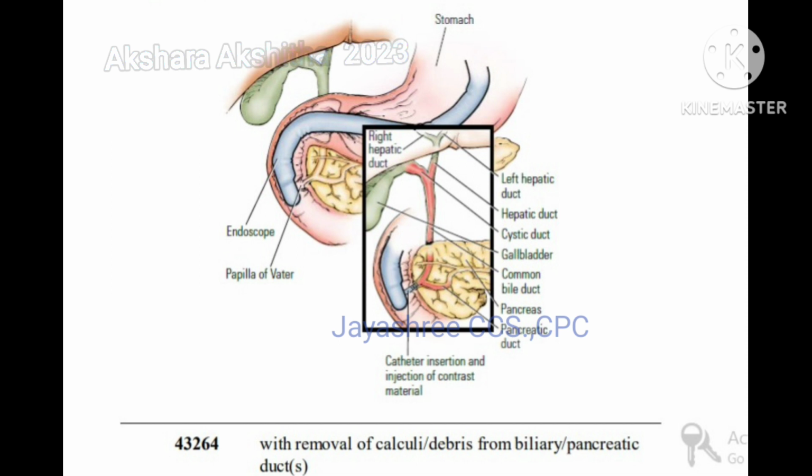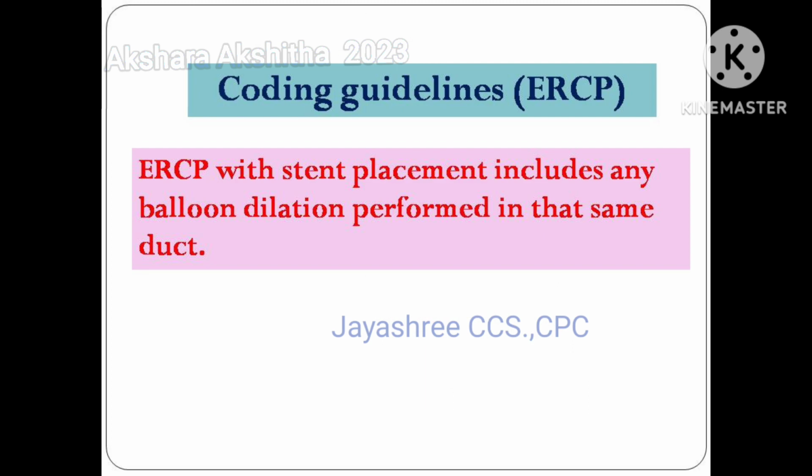Okay, the next point is ERCP with stent placement includes balloon dilation if it is the same duct. If it is a different duct, we can code both with the 59 modifier. If it is the same duct, stent as well as balloon dilation, we should not code balloon dilation with the stent ERCP CPT code.